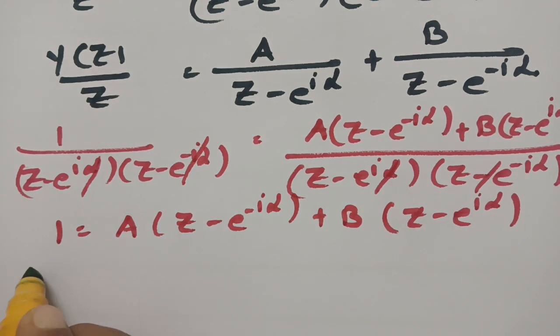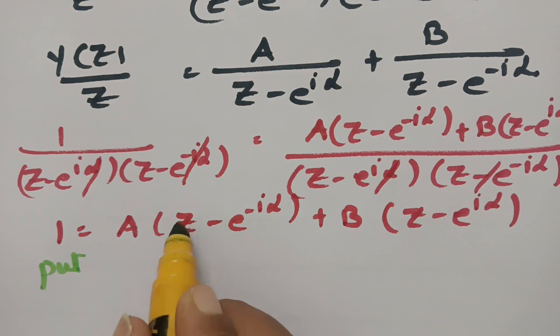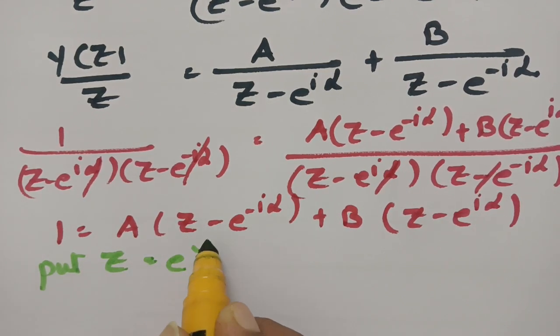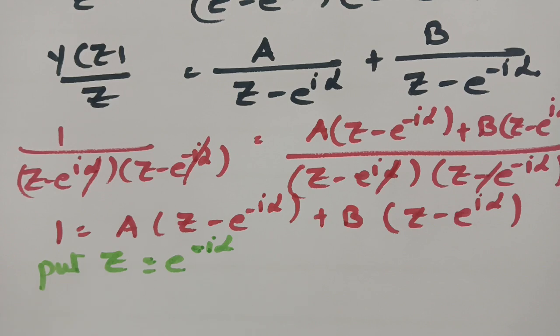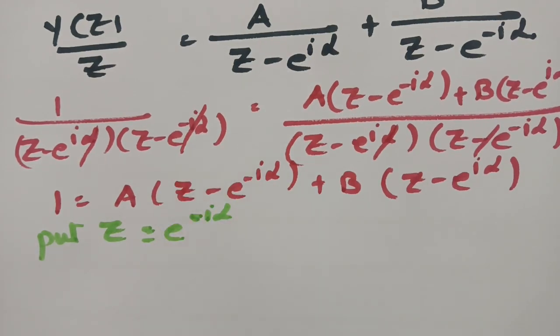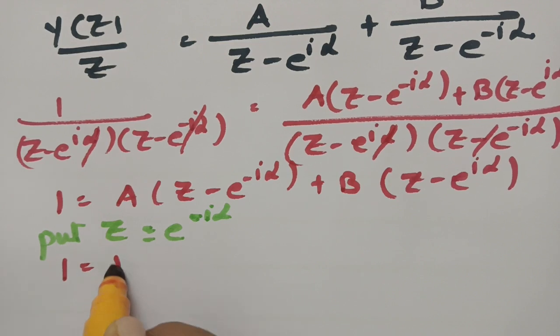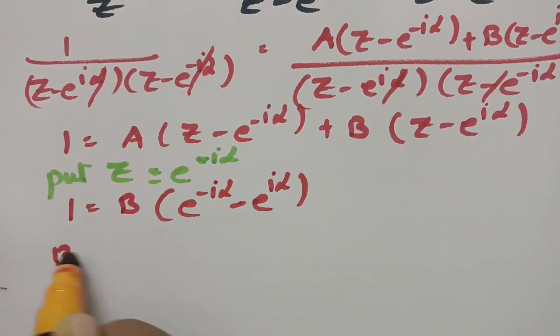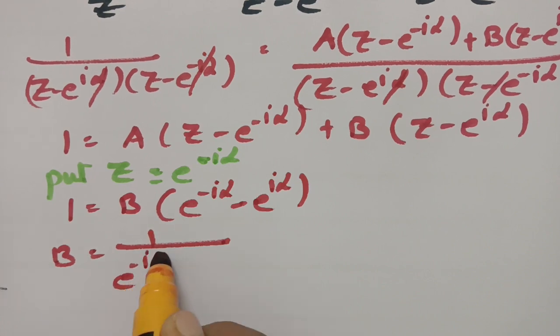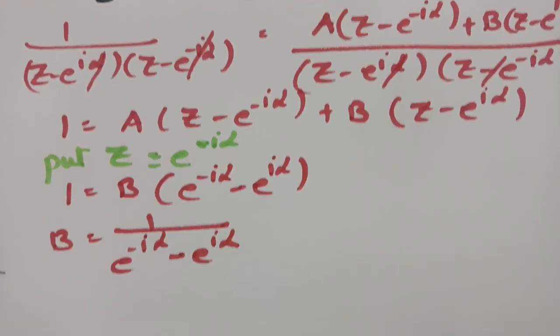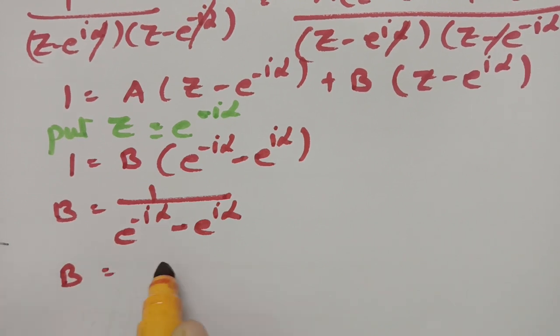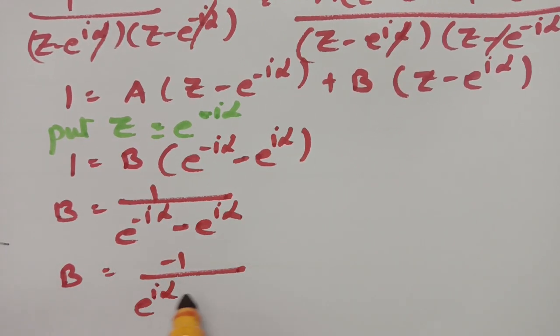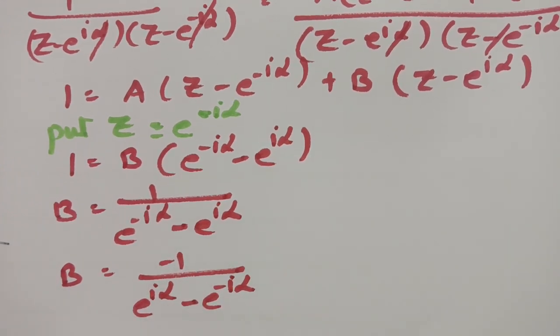So for getting b value, for the first one I have to make it 0. In place of z I am substituting e power minus i alpha. Clear? So if I put e power minus i alpha, this will get cancelled and 1 is equal to b times of e power minus i alpha minus e power i alpha. Therefore, we got the value of b as 1 by e power minus i alpha minus e power i alpha. So I am clearly writing it as, if I take minus common, this will be e power i alpha minus e power minus i alpha. So this is the value of b.